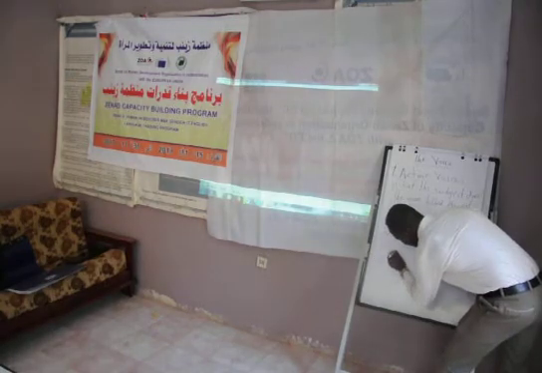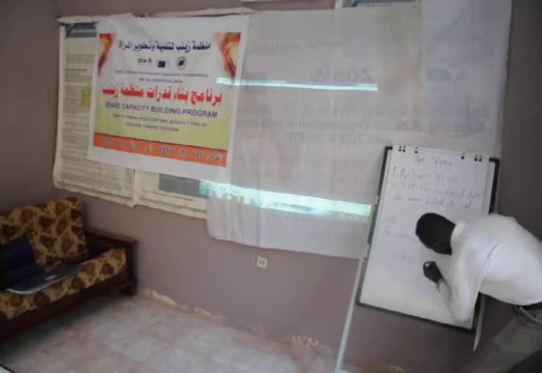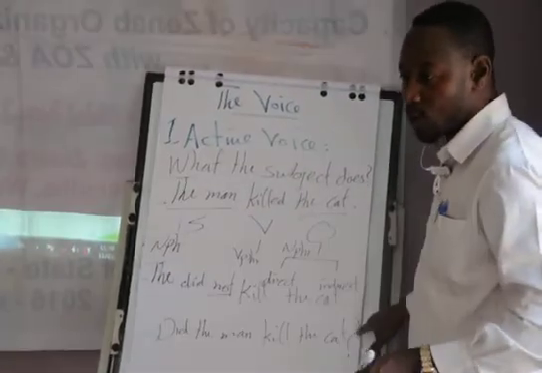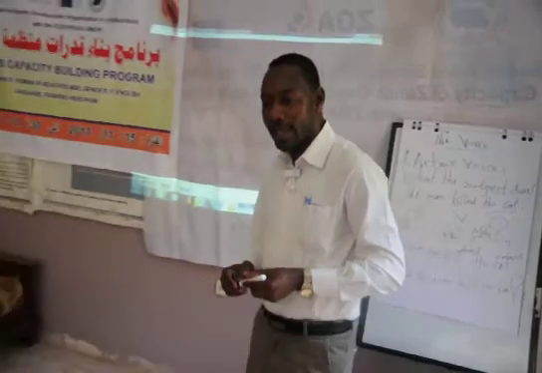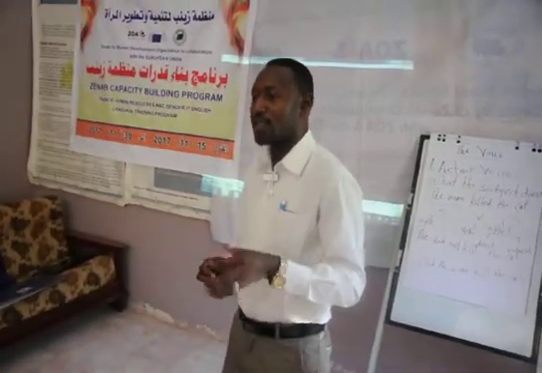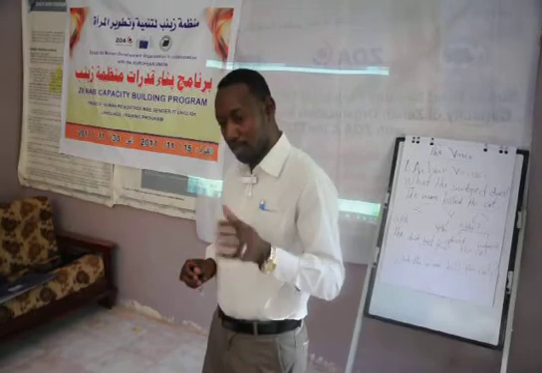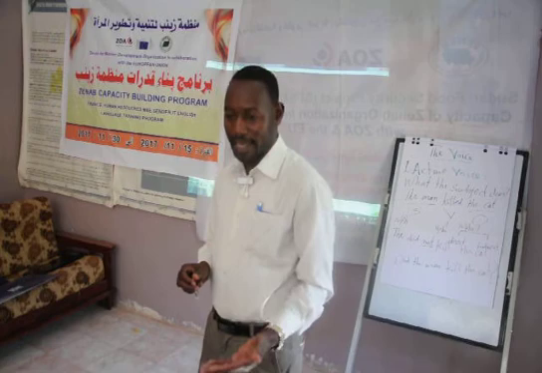Did the man kill the cat? And this is crucial. This is the bottom line. Because you are asking a question and you are adding what? Did. And did is the auxiliary form, the past tense of do. So that's the way we say, did the man kill the cat?